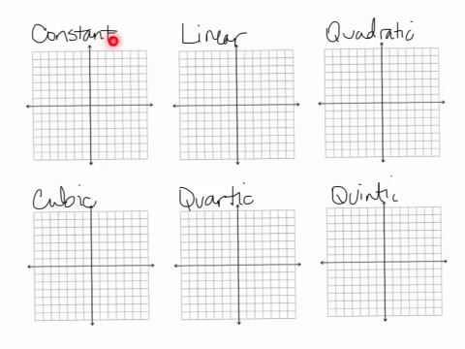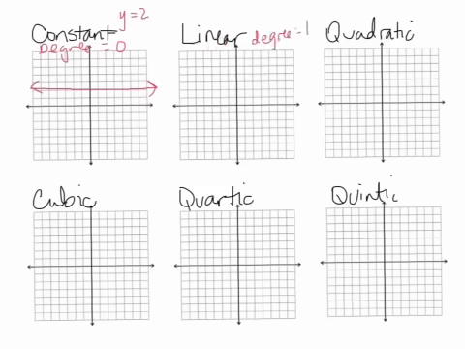So an example of a constant graph would be something like y equals 2. Okay, so it has a degree of 0. So y equals 2 would just be a straight line at positive 2. It has a degree of 0, just a straight line. A linear graph would have a degree of 1.